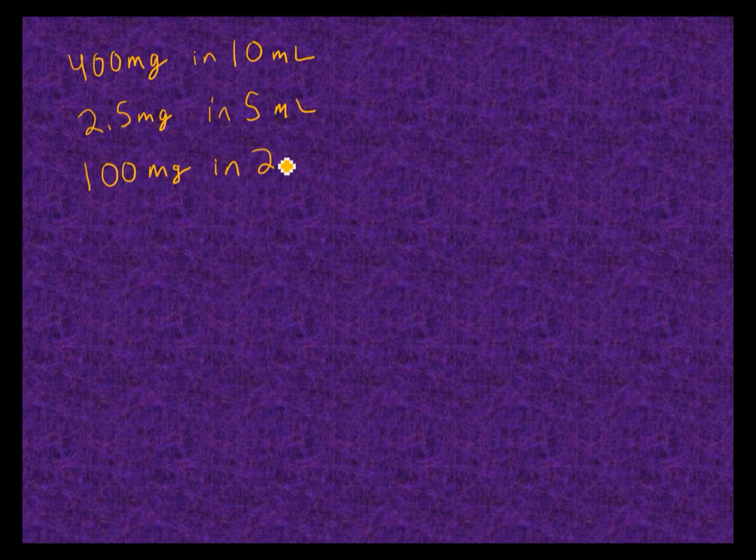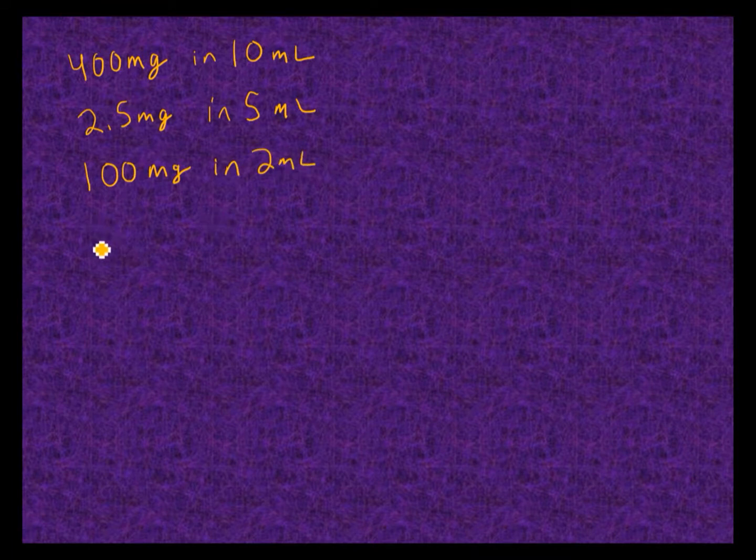Let's do Romazicon. Alright, Romazicon is in 5 milliliters. We have 2.5 milligrams. Alright. Then let's look at this one, which has 100 milligrams in 2 milliliters. That's thiamine.